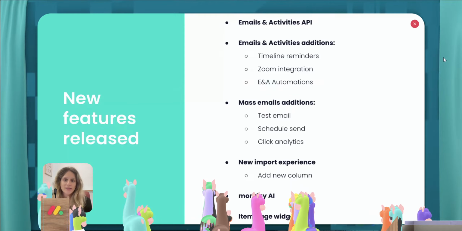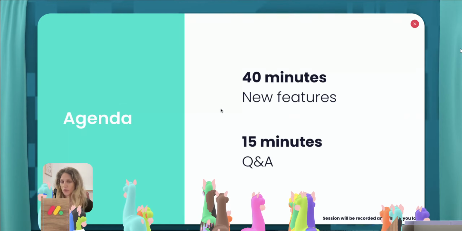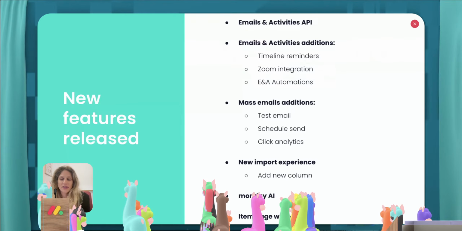So just to go over the list, we're going to talk about emails and activities API. We're going to review some of the emails and activities new additions and mass email new additions. We're going to review the new import experience, talk a little bit about Monday AI, and our new item page widgets. All right, so let's get started. So let me reshare my screen and show you my Monday account.